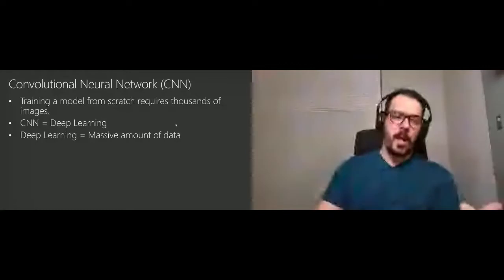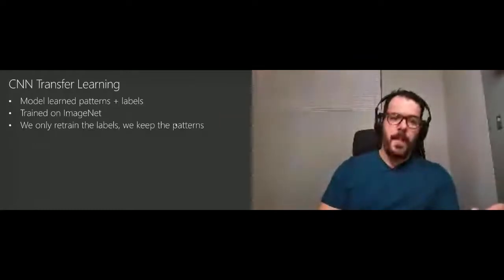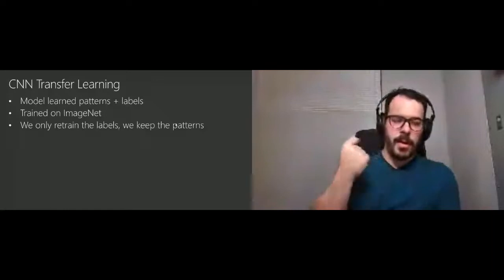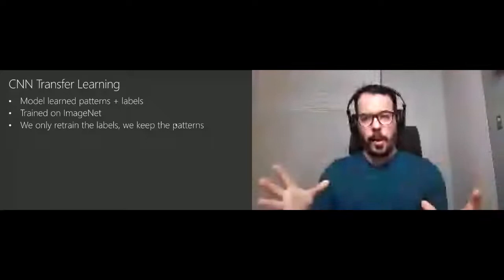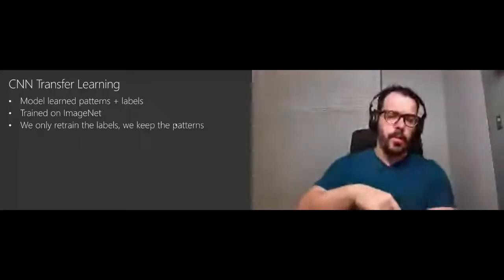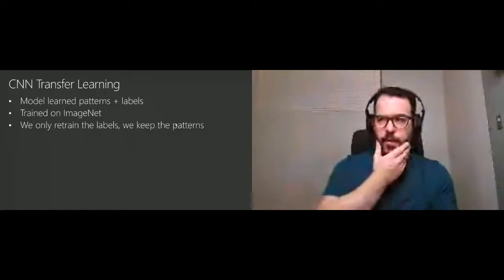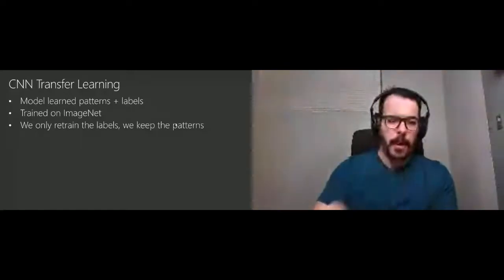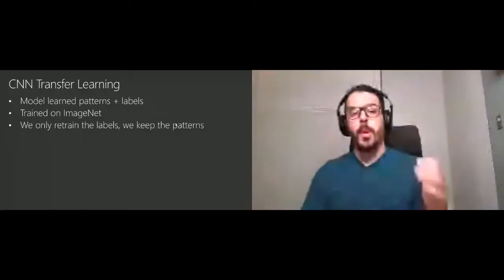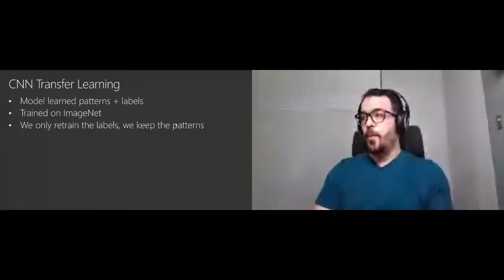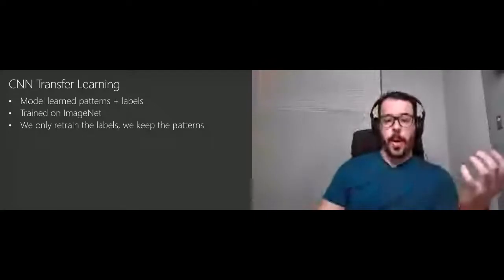So the CNN transfer learning basically allows you to reuse a model that contains all the learned patterns and labels. The last time I looked, it was trained on images. We update our stuff very frequently. What we want to do is retrain the labels and keep all the patterns that already exist. So, in a nice graph, this is what we're trying to do.